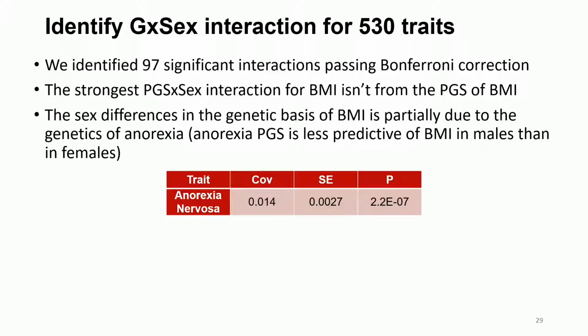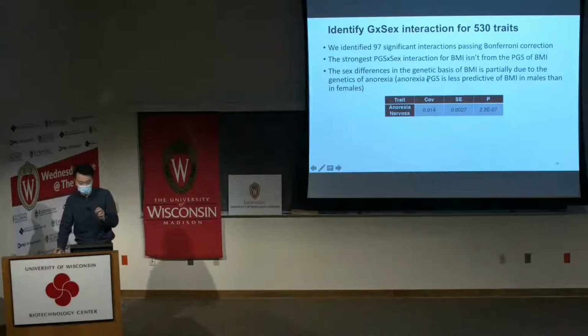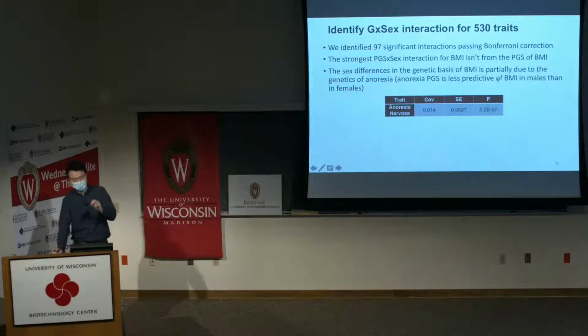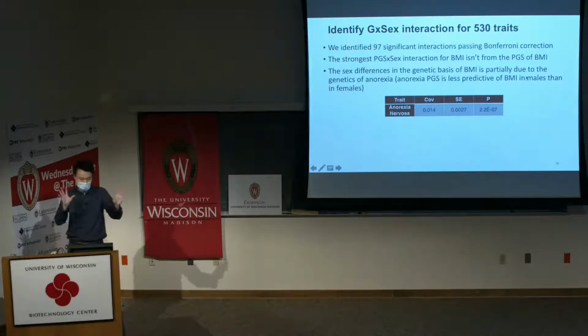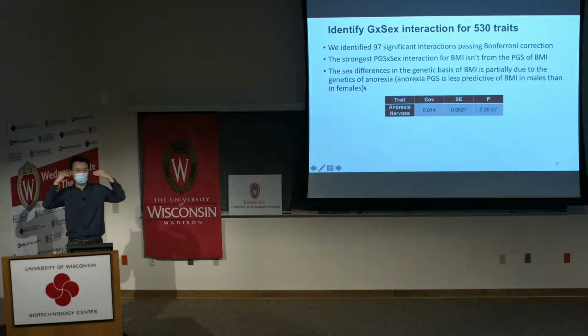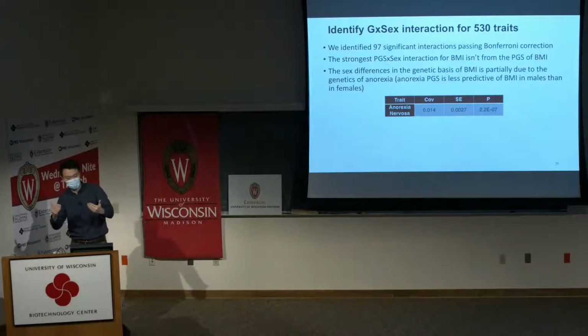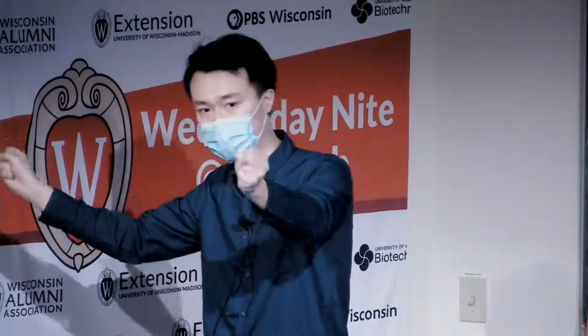It looks like the strongest PGS interactor is actually anorexia. The interaction is that the anorexia polygenic score is less predictive of BMI in males, much, much less predictive in males than in females. So that partially explains why if you do GWAS on BMI in males and females, it looks somewhat different. And this is a very good way to identify what is actually explaining that. And you can do this in a hypothesis-free scan because you can just run a SNP by sex interaction analysis on BMI and get the summary stats and test its correlation with 50 other traits, and anorexia pops up as the most significant result.